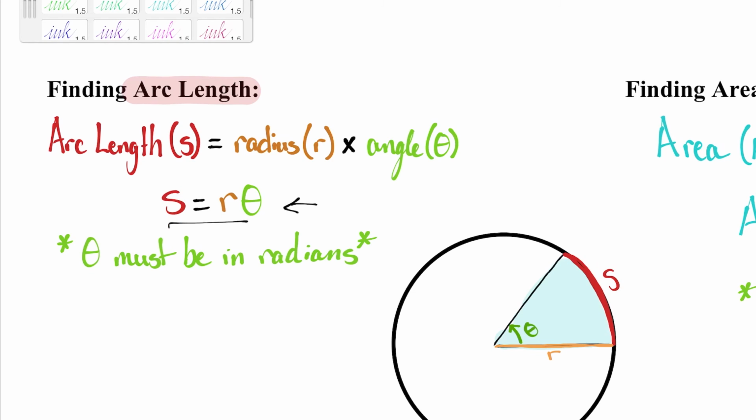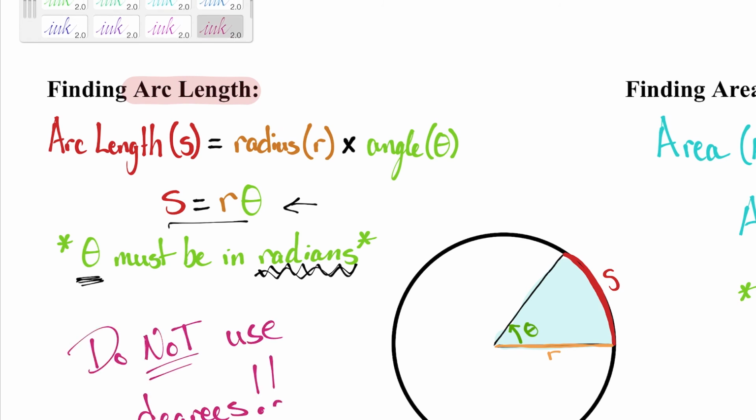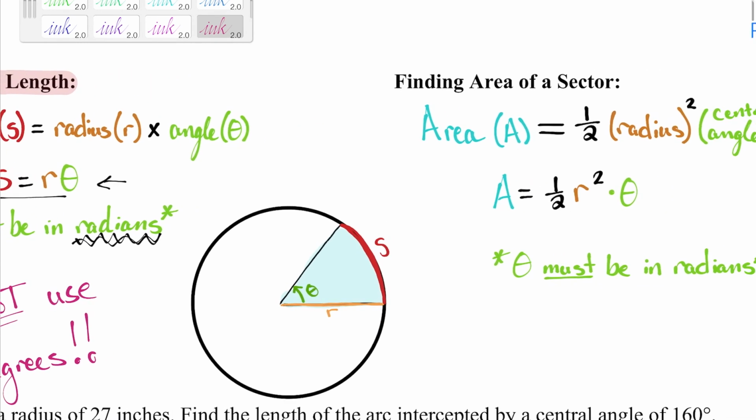But because of this, my angle has to be in radians. I cannot use degrees. You don't use degrees or things are going to be wrong, because this is in radians instead of degrees. So if someone gives you degrees, you have to change it to radians, which is just another step. Hopefully they don't do that.